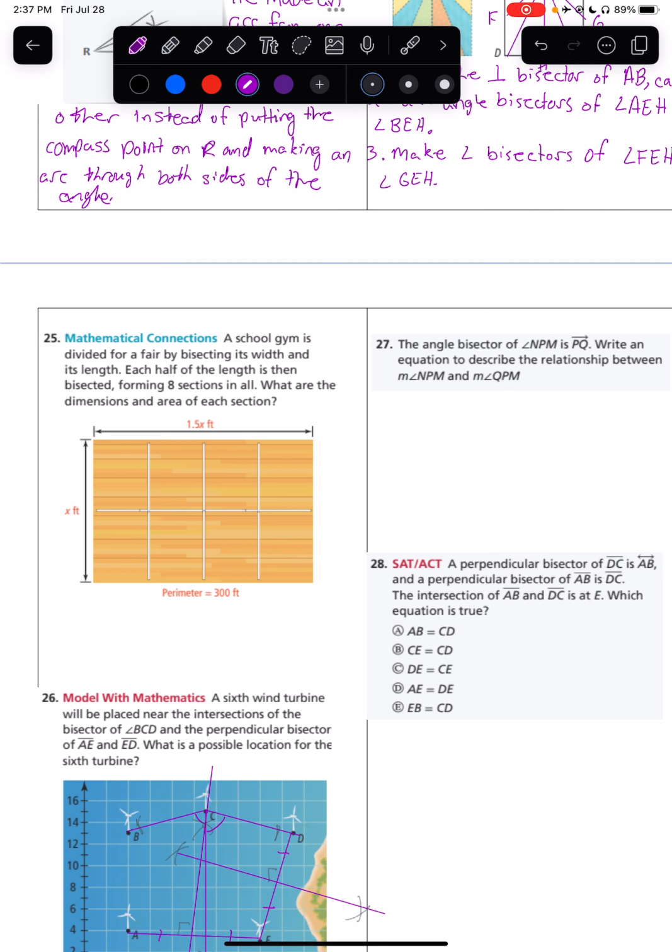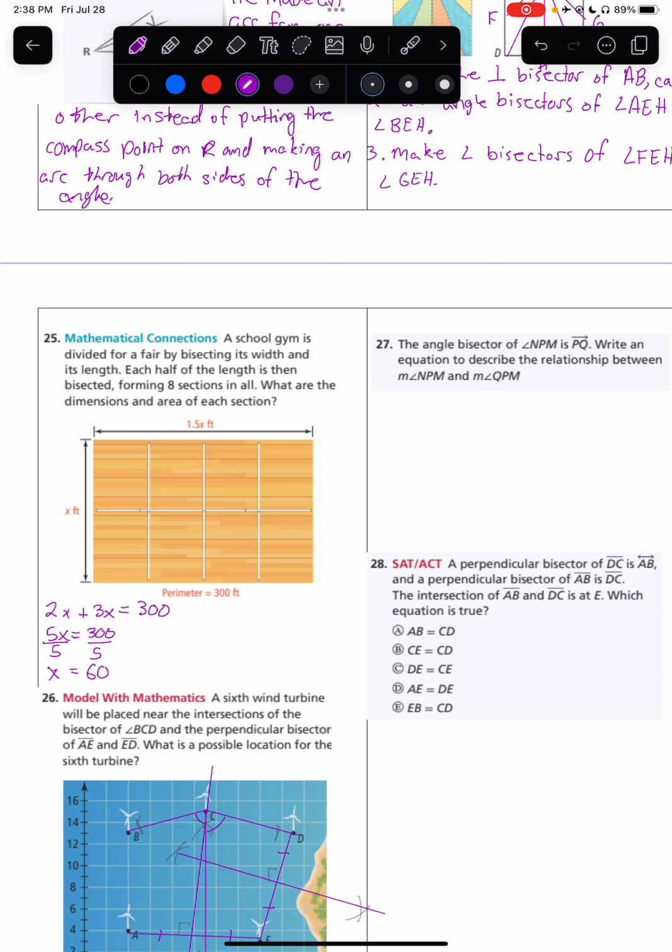We can say that 2x, the left-hand side plus the right-hand side, that would be 2x, plus the top side and the bottom side. Altogether, that would be 3x, because 1.5 times 2 is 3, so 5x equals 300 feet. Divide both sides by 5, and we find that x equals 60.